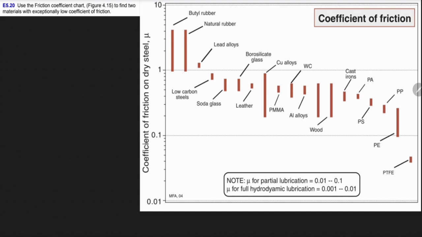Okay, so guys, for the last question, this is a very easy question as well. It's telling us to find two materials with the lowest coefficient of friction. Just by looking at the chart, this is coefficient of friction. The two materials with the lowest coefficient of friction are PTFE, which is polytetrafluoroethylene, and the next one is polyethylene. So these are our two best materials for this question.